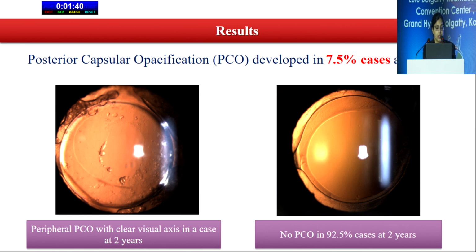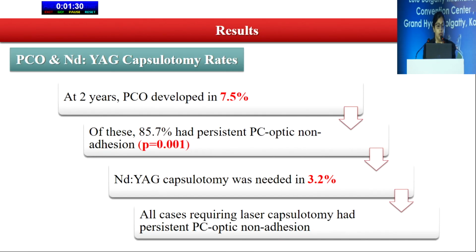This is a case on the left-hand side of a peripheral PCO with a clear visual axis at 2 years. No PCO was seen in 92.5% of our cases. Coming to the Nd:YAG capsulotomy rates, of the 7.5% of cases that developed a PCO, 85.7% had persistent PC optic non-adhesion.